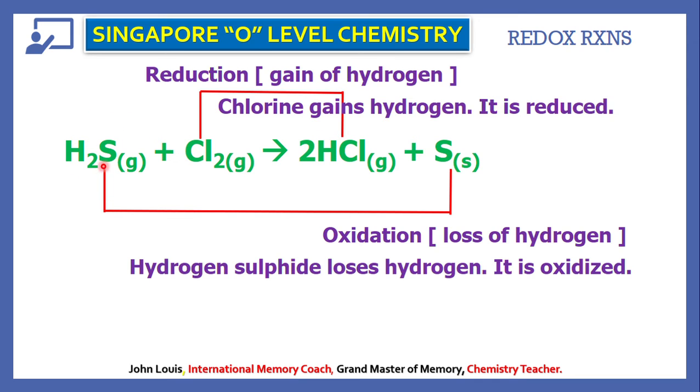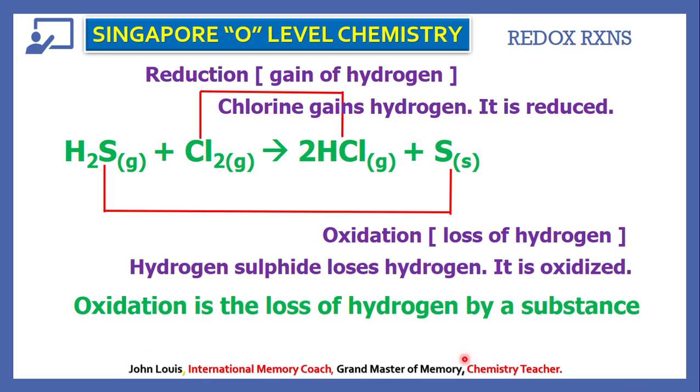Again, the same definition. The substance which has undergone oxidation is the reducing agent. Okay, now let us take hydrogen sulfide. It is converted into sulfur. So it has undergone oxidation. What causes this oxidation? Chlorine causes this oxidation. Therefore, chlorine is an oxidizing agent. The one which has undergone reduction is the oxidizing agent, isn't it? Chlorine has undergone reduction. Therefore, chlorine is an oxidizing agent. Hope it's very clear based on hydrogen.